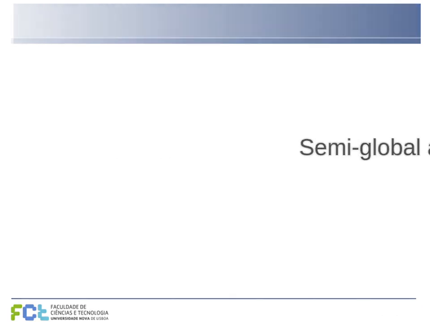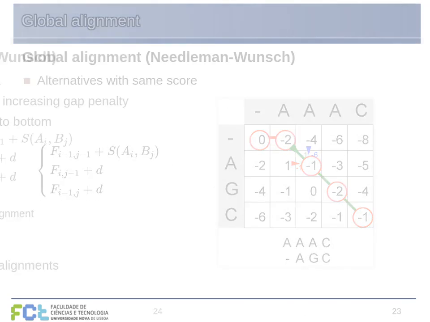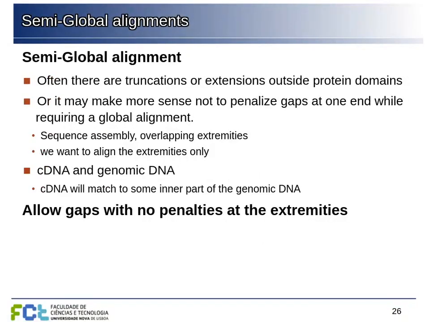Okay, so let's see some simple variants here that we can apply to other situations. In this example, I am assuming that we want to align as best as possible the complete sequences. There are situations where we don't want to do that.